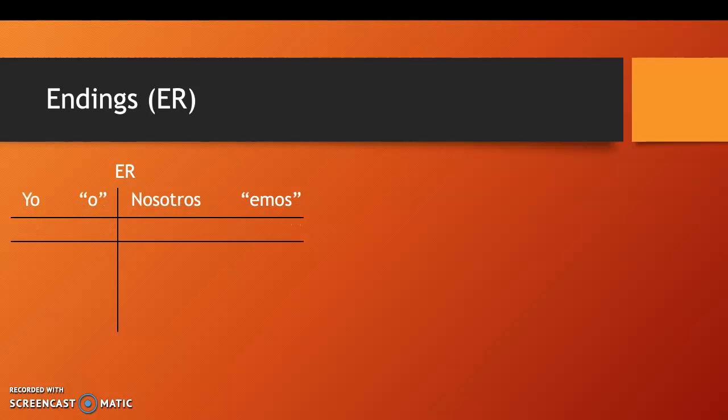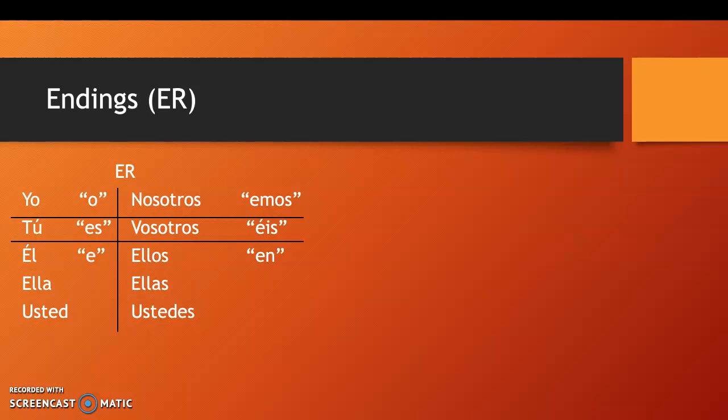For yo, still gonna be o. For nosotros, our ending is emos. For tú, our ending is es. For vosotros, it's pronounced very similarly. It is éis. And that's why that accent is so important, because that's how you're going to be able to tell by the pronunciation whether it's in the tú form or the vosotros form. So let's keep that in mind. For él, ella, usted, it is going to be e, and for ellos, ellas, ustedes, it's going to be en.